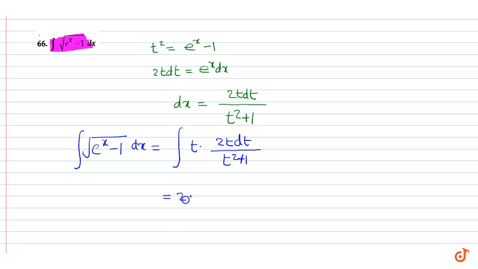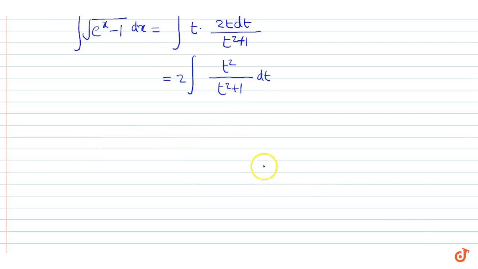This is equal to 2 into integral t square divided by t square plus 1 into dt. This is equal to 2 into integral 1 minus 1 by t square plus 1 into dt.